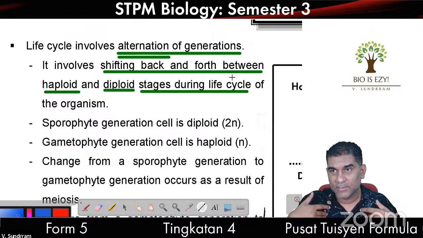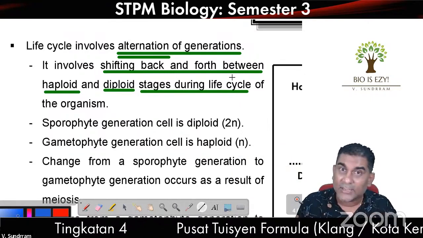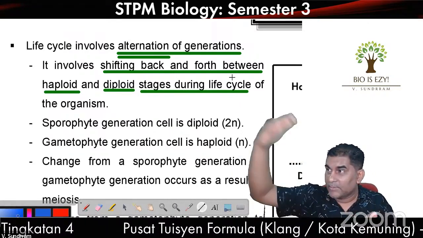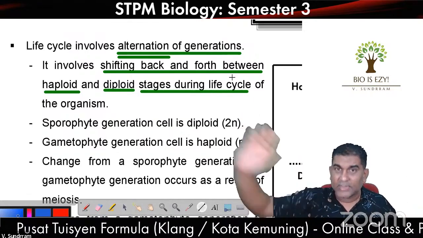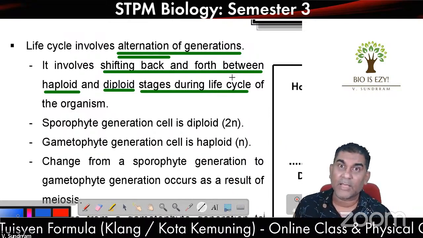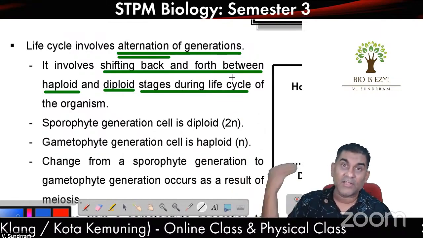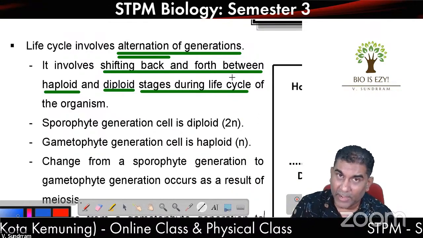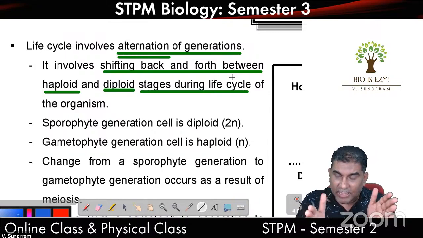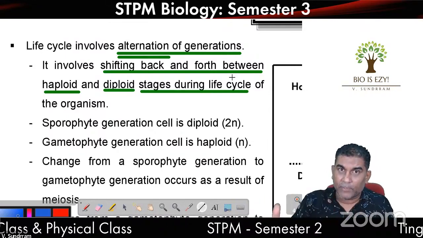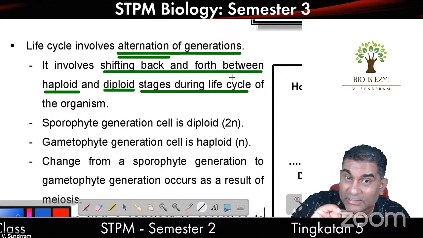Like for us, from the time we are born until we die, we form zygote, diploid. Until we die, we are diploid. The organism is diploid from birth until death. We don't become haploid. We produce sperm and ovum to produce the next generation, but we are diploid. But plants, especially the lower level plants, at certain times during the life cycle, they are haploid. Then they become diploid. Then they become haploid. So diploid, haploid, diploid, haploid. That's the meaning of alternation of generation.